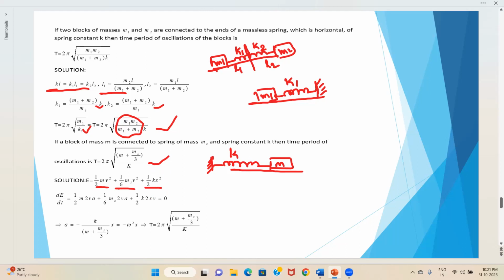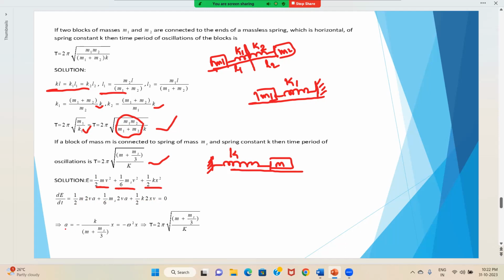Therefore, when we differentiate that, dE by dt, since energy is a constant, the derivative must be equal to 0. So here I have taken half m, derivative of v square, 2va. The derivative of v square is 2v, and again the derivative of v, dv by dt, is the acceleration of the block. Plus 1 by 6 mass of the spring, again 2va, plus half k, derivative of x square, 2xv, equal to 0.